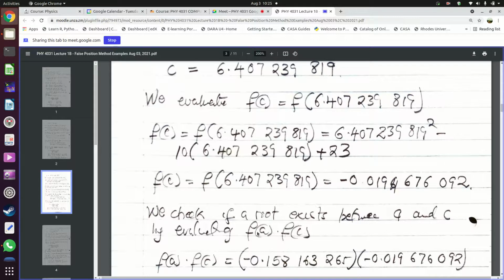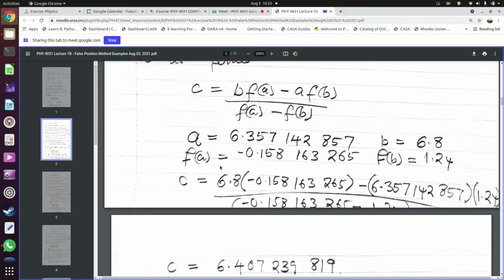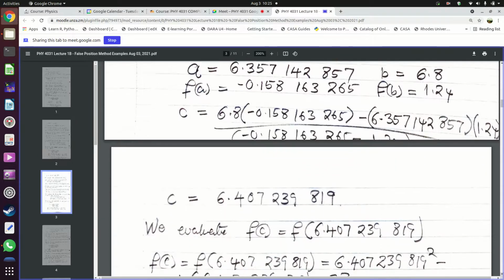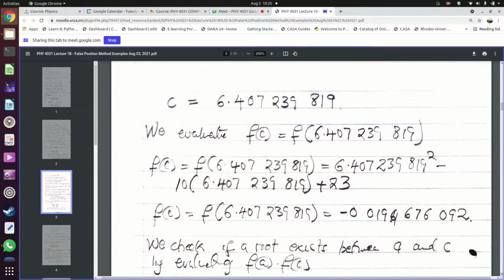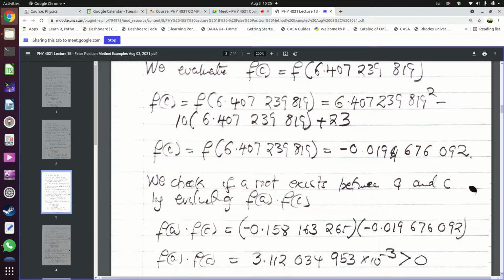So you work out this product f of A times f of C. Your new f of A is minus 0.158163265. That's a new f of A. So you're always squeezing towards the solution. With the false position method, you're always squeezing towards the solution. So this is your f of A.